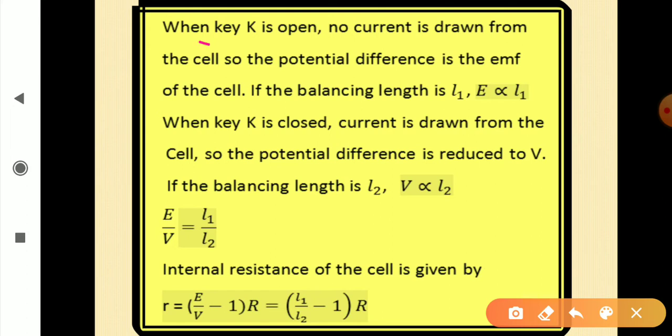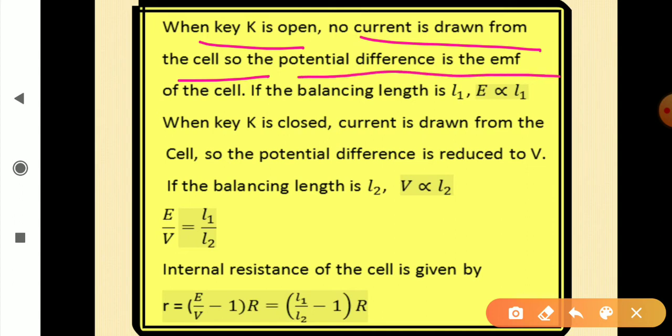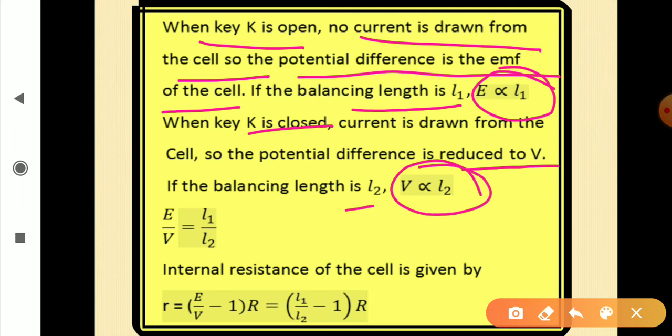So when key K is open, no current is drawn from the cell, so the potential difference is the EMF of the cell. And if the balancing length is L1, then we know that E is proportional to L1, right? Now when the key is closed, current is drawn from the cell, and now the potential difference is reduced to V. Now if the balancing length is L2, then we know that V is proportional to L2. And from this equation and this equation, take the ratio, you get E upon V is equal to L1 upon L2.